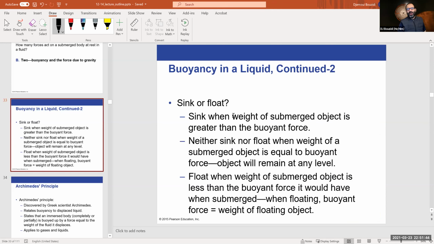So again, I talked about sink or float, and sink is when the weight of the submerged object is greater than the buoyant force. Neither sink nor float if they are equal. Float when the weight of the submerged object is less than the buoyant force. In this case, the object will go up. Okay.